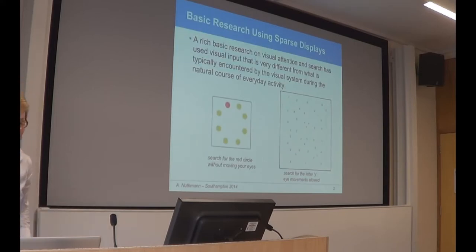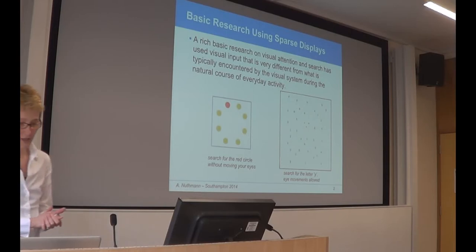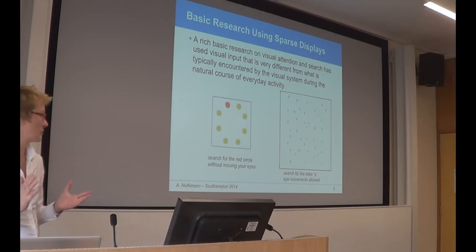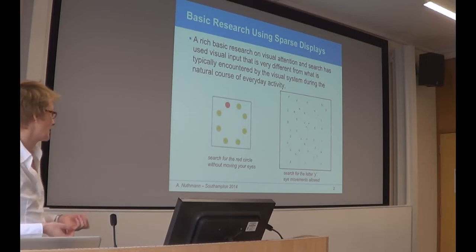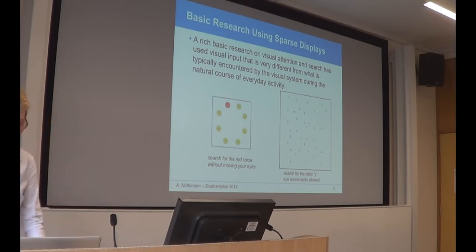So there's a rich literature reporting basic research on visual attention and search, and this research has been most informative, but there are two quite fundamental problems. First of all, the stimuli are not ecologically valid, and secondly, it is unclear to what degree findings would generalize if more ecologically valid stimuli were used.